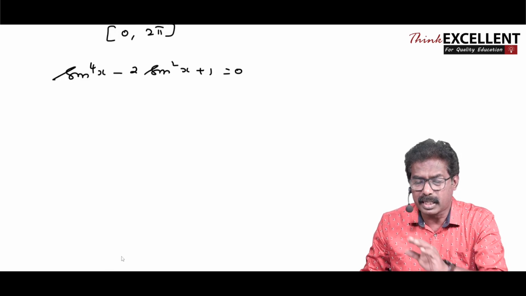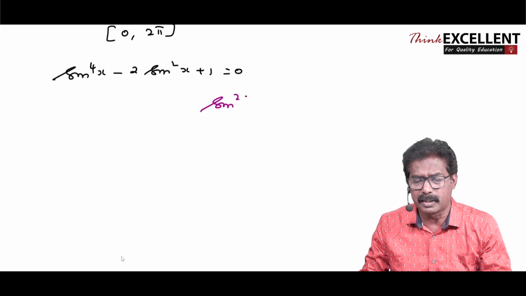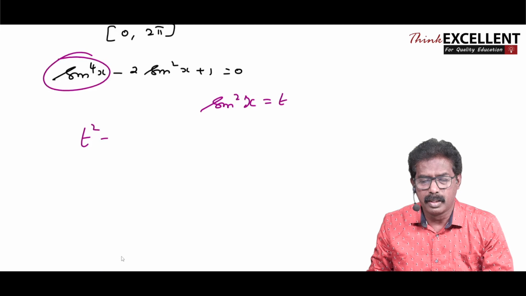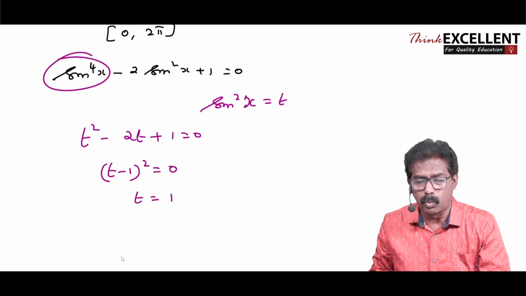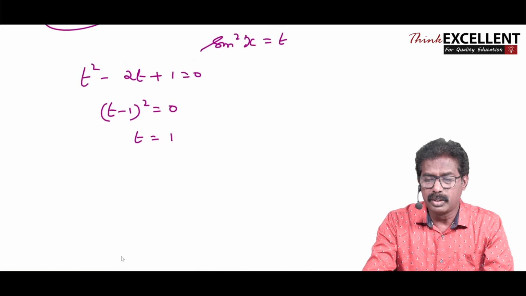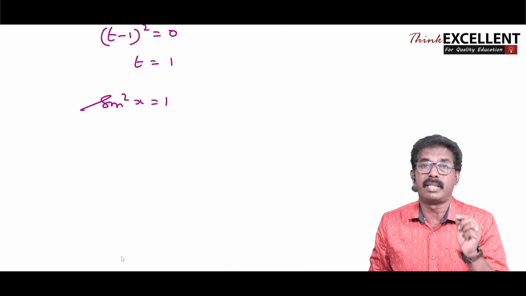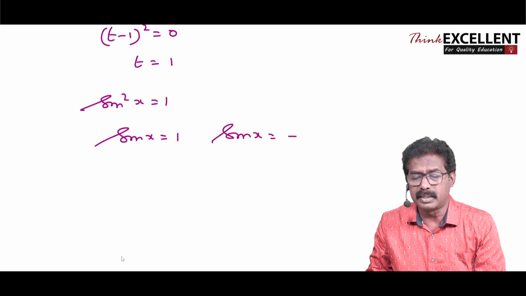So take sine square x as t. This will become t square minus 2t plus 1 equals 0. It is a perfect square. T minus 1 the whole square equal to 0, or t equal to 1 you get. What is the t value? Sine square x. So sine square x is equal to 1. When you take the square root, sine x is plus 1 or sine x is minus 1.